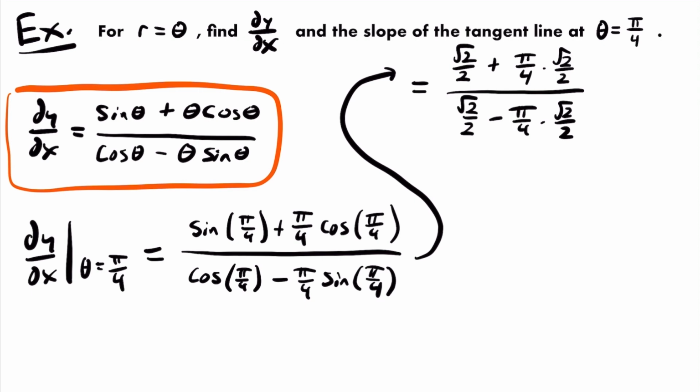All right, and now at this point, notice that we have the square root of 2 divided by 2 in every single term of this quantity, right? We have the square root of 2 divided by 2 in this first term, then it's in this term, in this term, and this term.